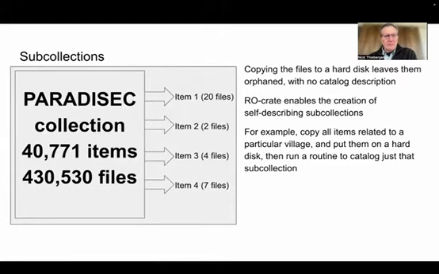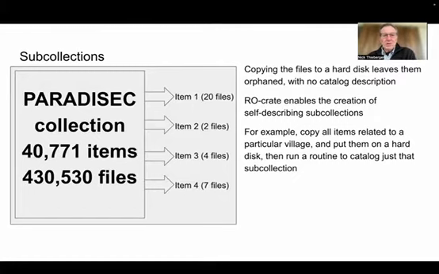So the issue is how to make sub-collections. For example, out of our whole collection of 430,000 files, if we want to take a set of files to a particular village or a particular city or a particular language group, the items will come from a number of different collections in Paradisec. So you can see there we have item 1 with 20 files, item 2 with 2 files, and so on. If we just take those files and put them on a hard disk, they're essentially meaningless. And unless you have a catalog, it's very difficult to know what's on those files.